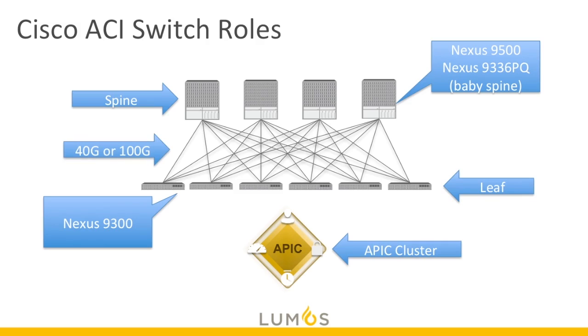Connectivity between the spines and the leafs is 40 gigabit per second or higher. So the first round of hardware was 40 gig from the leafs to the spines, and the new round of hardware can be up to 100 gigs from the leafs to the spines.